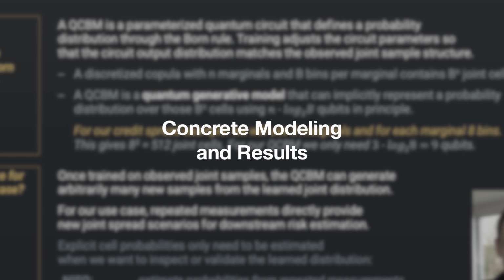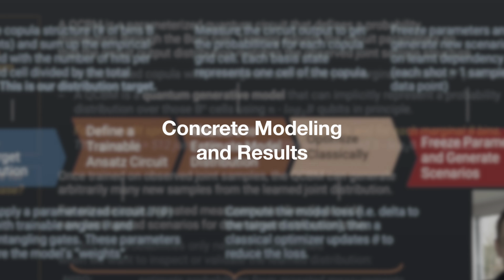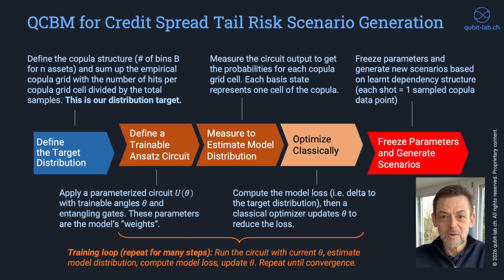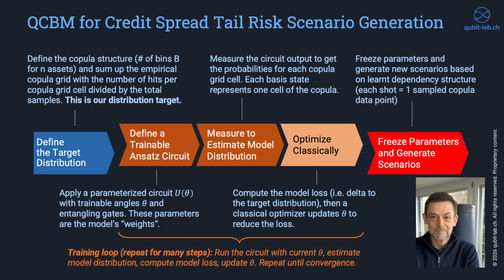From here on, I switch from concept to implementation. I will show how the target distribution is built, how the QCBM is trained, and what the results look like for both the full distribution and the stressed tail corner. First, here is the modeling pipeline in one picture. The workflow is simple at a high level.